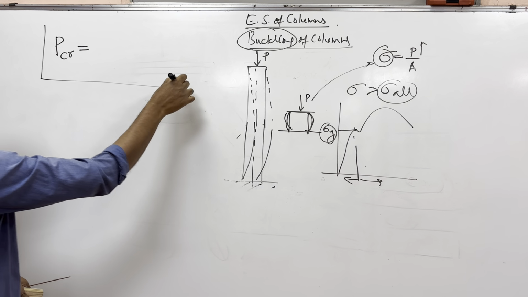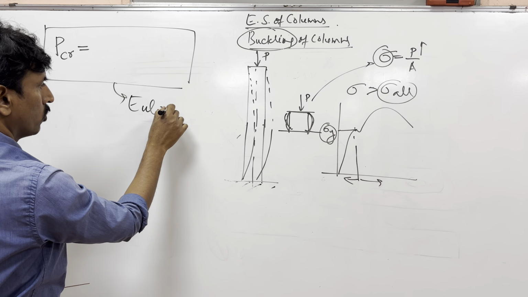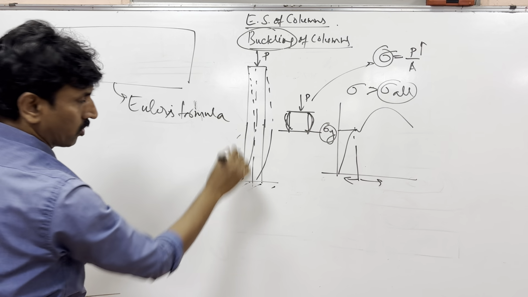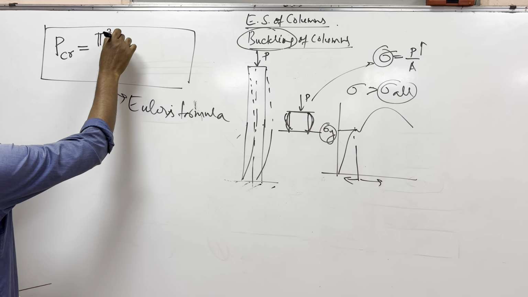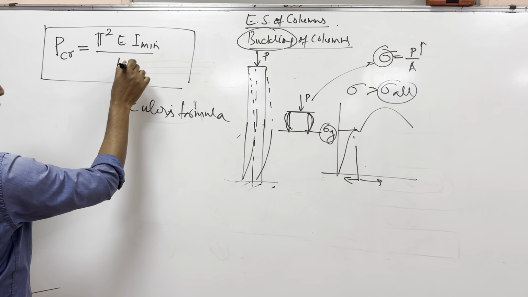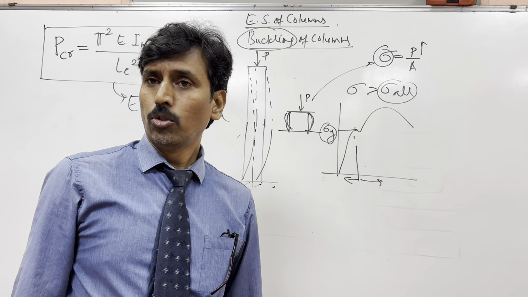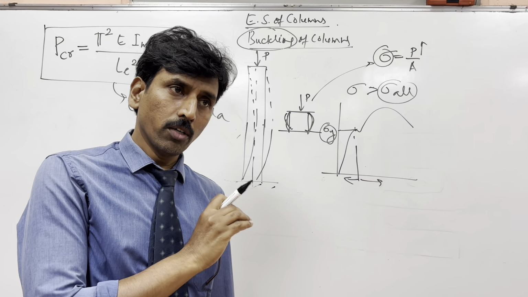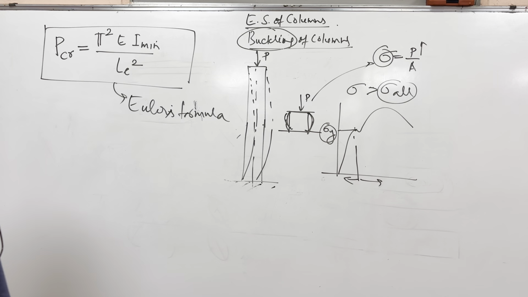What I'm writing is the formula given by whom? Euler. So this is called Euler's formula, and it is still being used. What he gave was PCR equals pi square E I minimum divided by LE square, around 300 years back. So in 2024 we are studying this, and we should be able to understand what he has given and solve a few numericals on the formula.